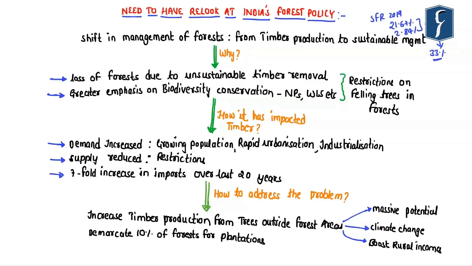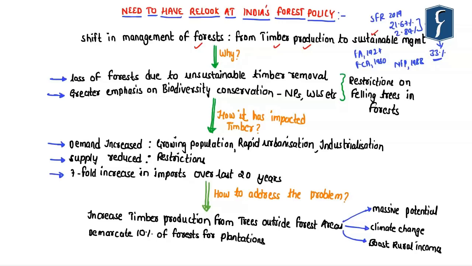Now the forests in India are protected through various legislations and policies such as the Forest Act 1927, the Forest Conservation Act 1980, the National Forest Policy 1988 and so on. Until the 20th century, the forests across the globe including India were specifically managed for timber production in order to meet the industrial demand. However, in recent times there has been a shift in the management of the forest from timber production to sustainable management on account of multiple reasons.